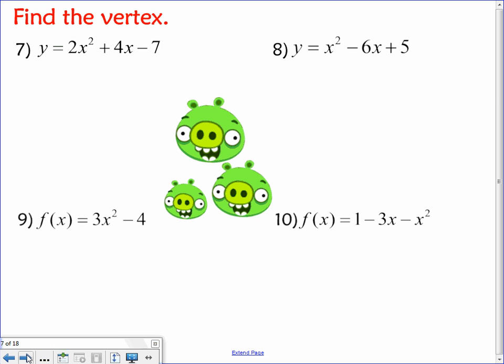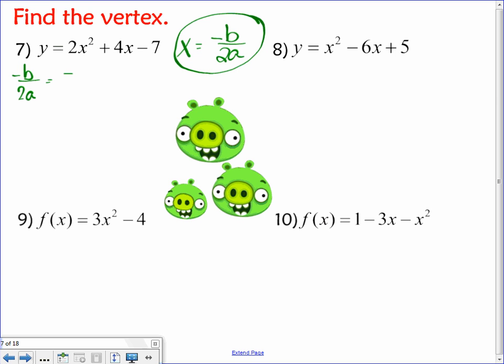All right, let's practice a little bit more. Number 7, find the vertex. You need to come back to that formula again. My x value is located at negative b over 2a. That right there we need to have memorized. So let's go ahead and find that. Negative b over 2a.